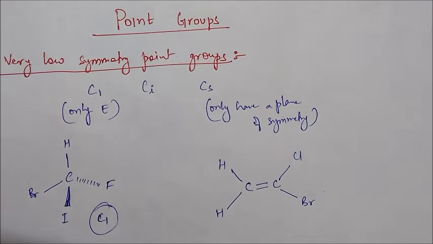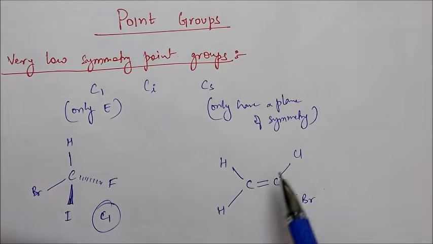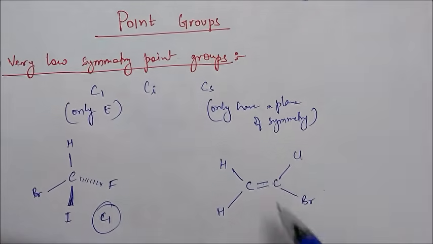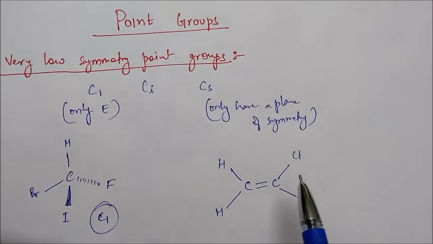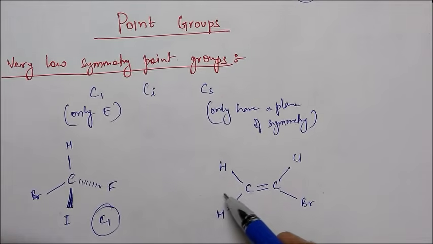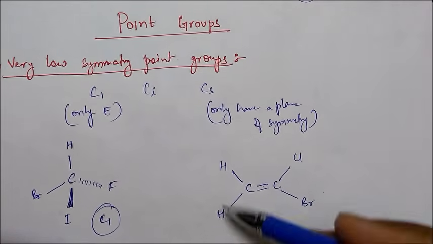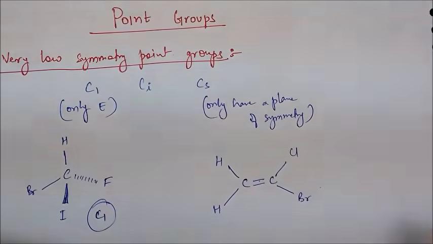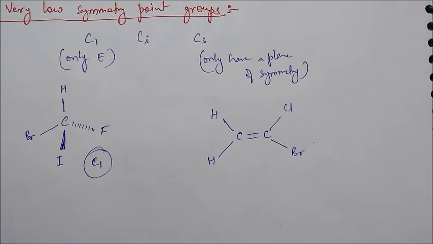Where that plane is, first of all check for the axis. Is there any axis? There is no axis. I cannot rotate it along the axis which is perpendicular to this page. No, I cannot. Then is there an axis on the plane about which I can rotate it? If I rotate, these hydrogens can interchange themselves, but the chlorine and bromine are different groups, so that I cannot do. So that thing also I cannot do.